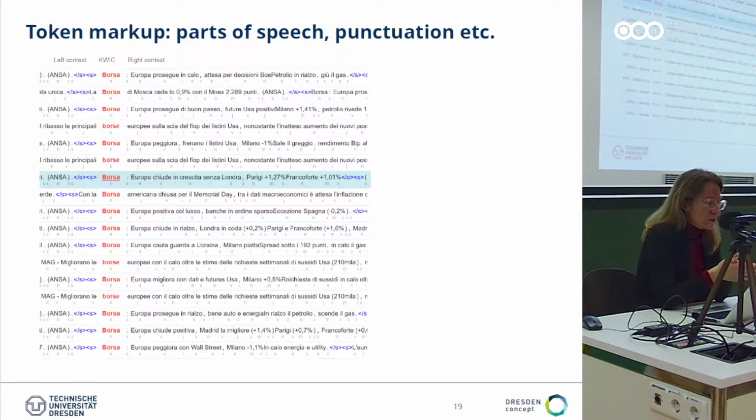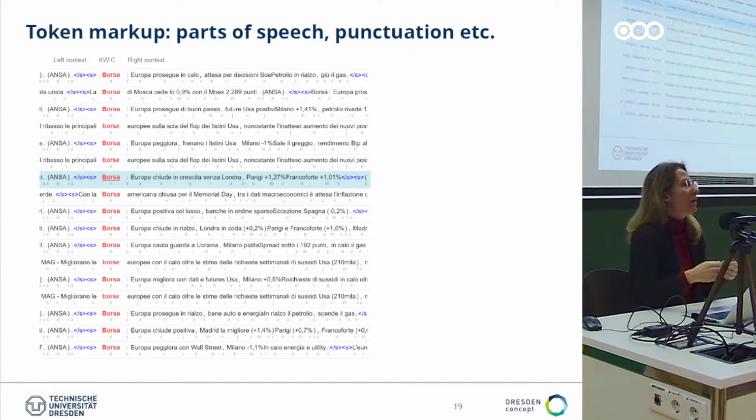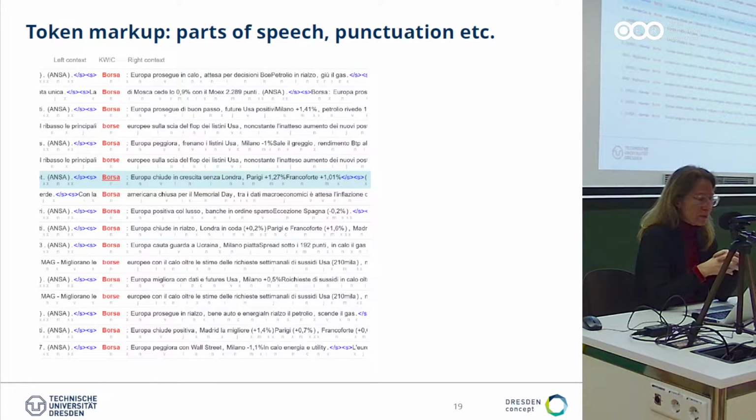So in this case, you have borsa, which is a noun, then for the column, you have an X that represents, in this case, everything that is related to punctuation. Then you have Europa, so that's a noun, prosegue, a verb, in, a preposition, and so forth. So you have all these words that are associated with a tag that is mostly related to parts of speech, but there is also something else. Okay, and this is done automatically.